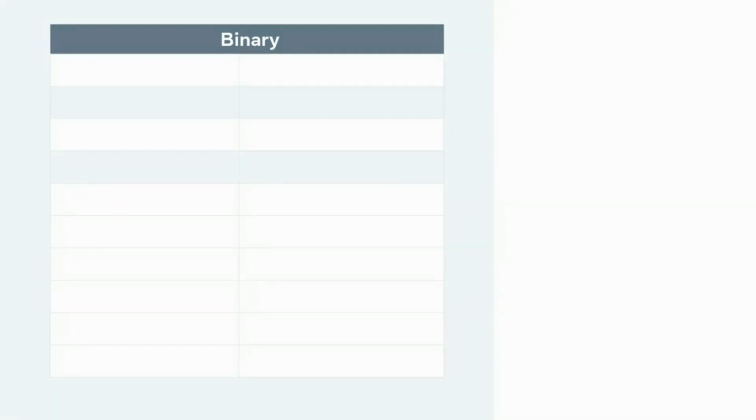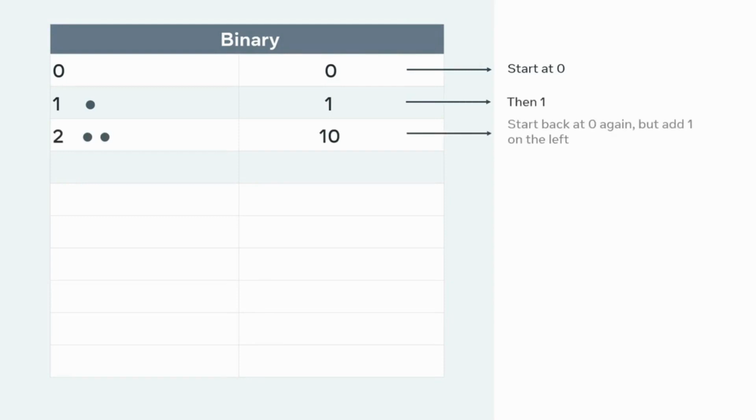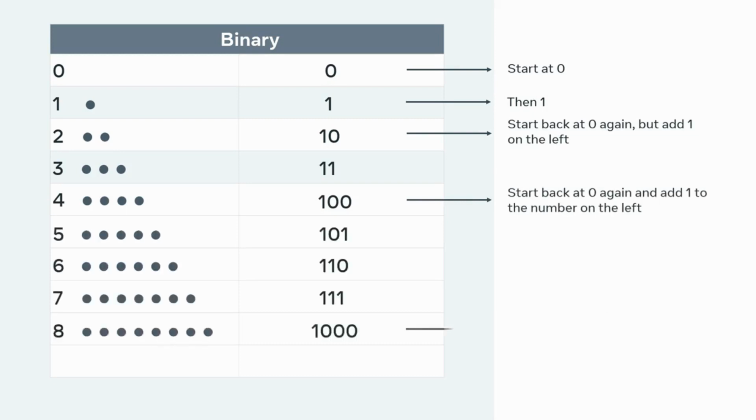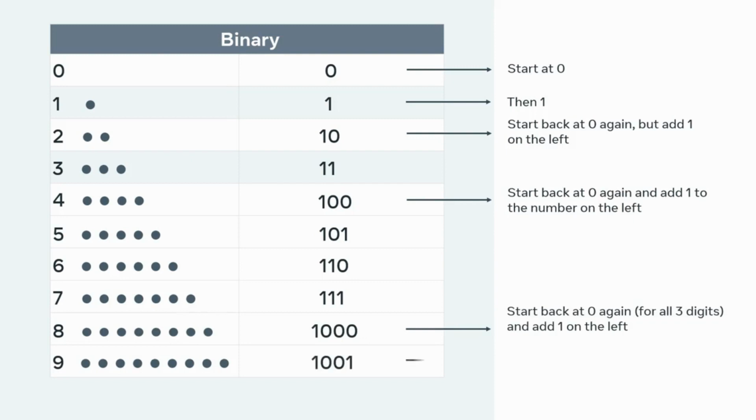Let's explore it step by step. Start to count with a 0, then add 1. To get to 3, start back at 0 again, but add a 1 on the left. As soon as all the 1s are full, start back at 0 again and add 1 to the number on the left. But that number is already at 1, so it also goes back to 0, and 1 is added to the next position on the left.